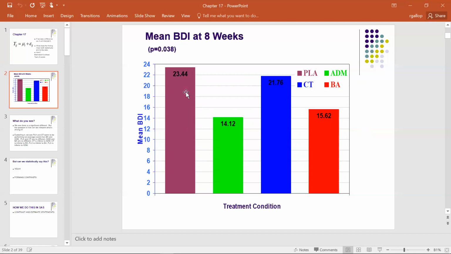The 4 treatments: in purple is placebo. The green one is medication, some form of antidepressant. The packaging of the antidepressant and the placebo looked exactly the same, so the patients were blinded. They did not know whether they were receiving an active antidepressant or the placebo. So the placebo is our control group, our comparison group.